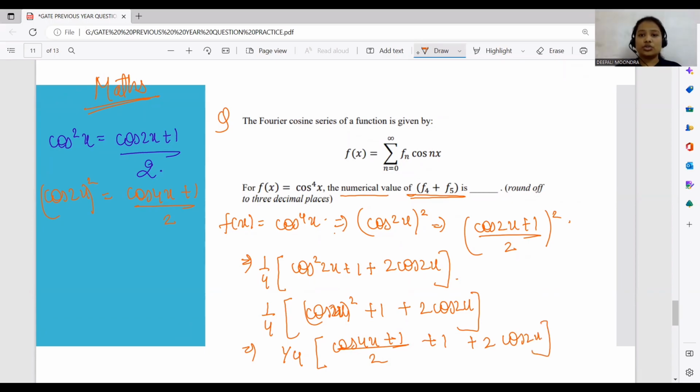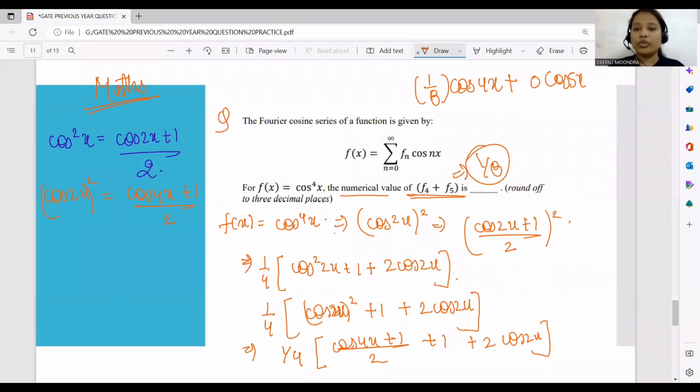Now, we need to find the coefficient of cos 4x. So the coefficient of cos 4x here is 1/4 into 1/2, that is 1/8. Plus, we do not have any cos 5x, right? So its coefficient must be 0. So what will be the answer? It is nothing but 1/8. And we need to write it up to 3 decimal places. So it is 1/8, which means 0.125 is the answer.